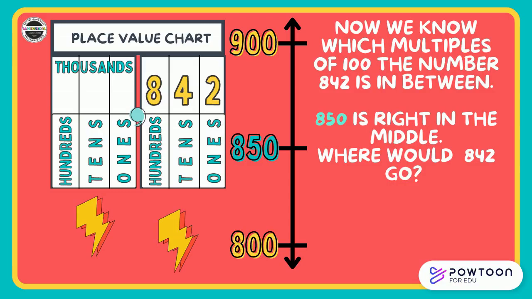Now we know which multiples of 100 the number 842 is in between. Below it on the number line is 800. Above it on the number line is 900. Then 850 is right in the middle. Where would 842 go? Point to it on the number line.